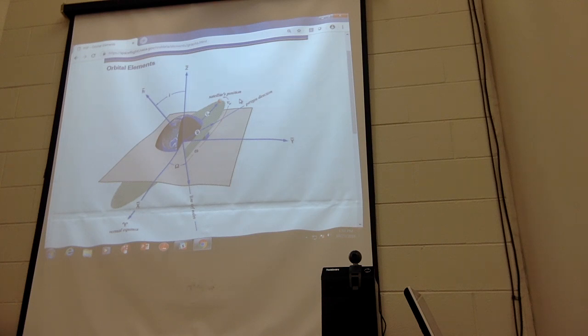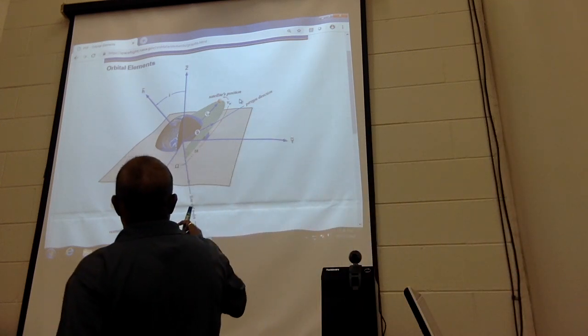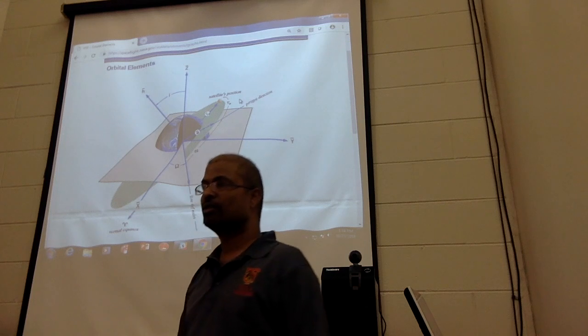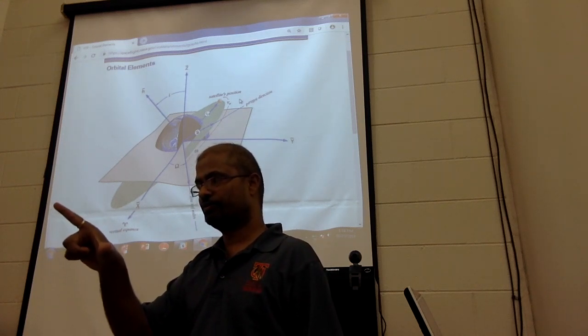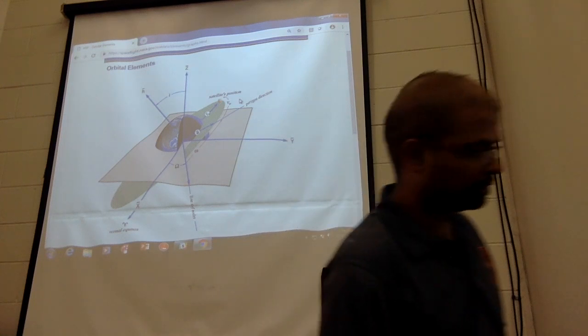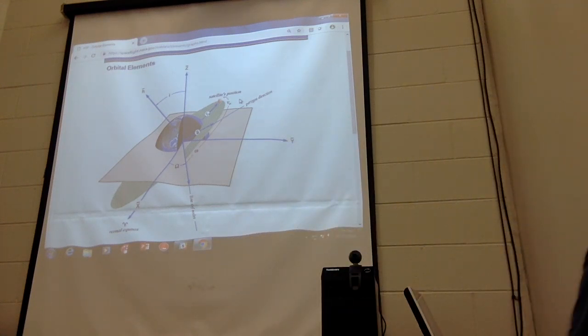And finally, you have theta. Here it is represented by eta naught. This is between your perigee direction and the satellite position. What is true anomaly again? It's the angle between the perigee direction and wherever the satellite position is. So this is what keeps changing.